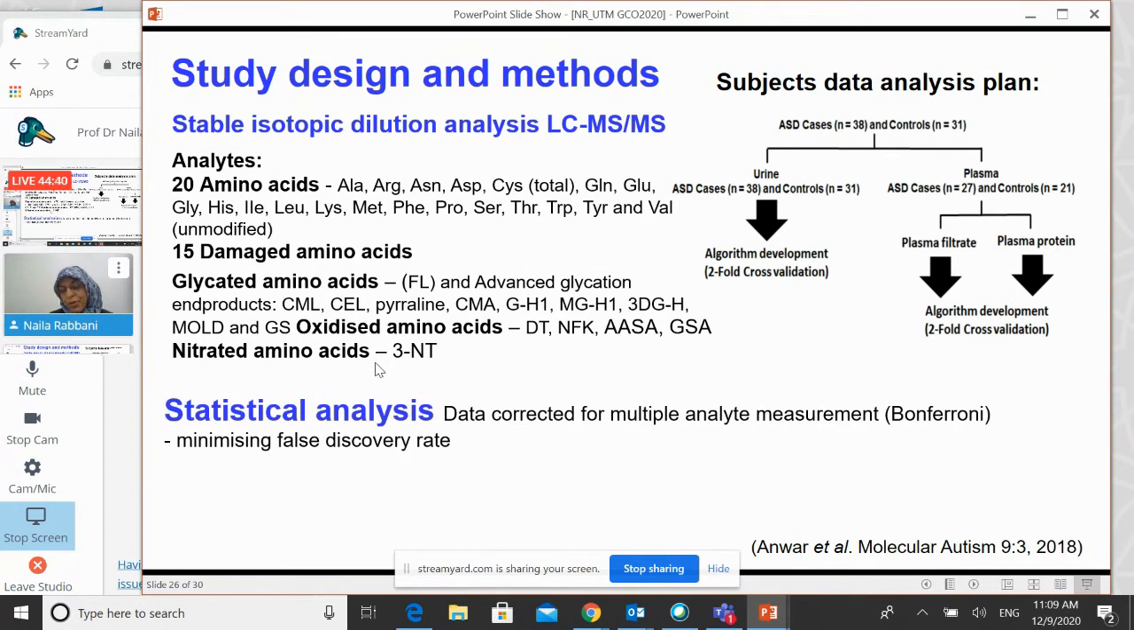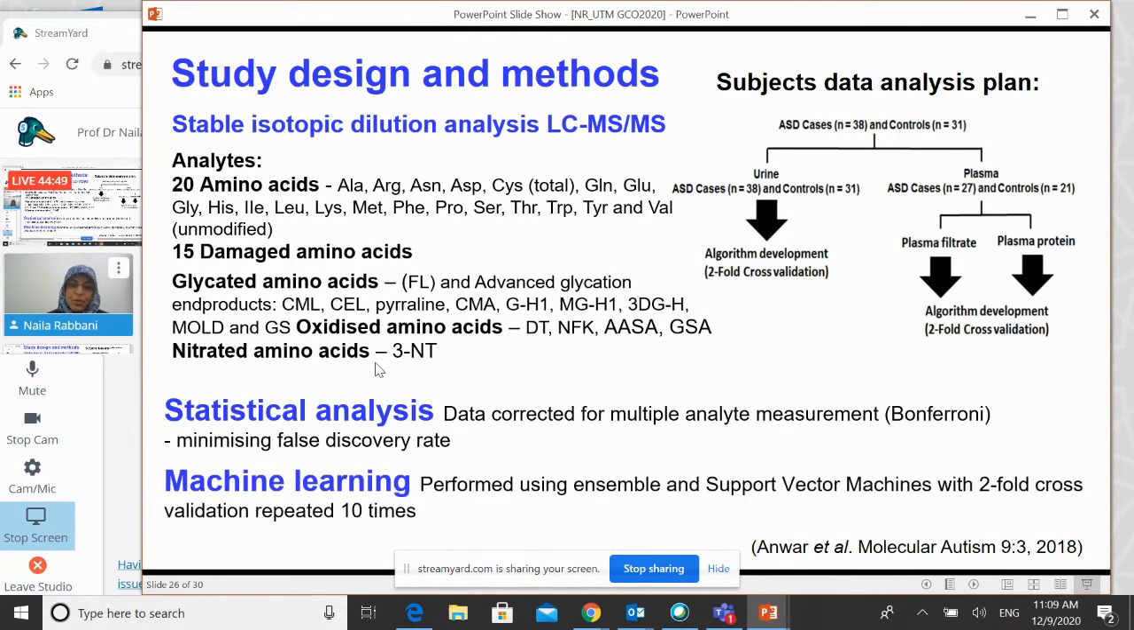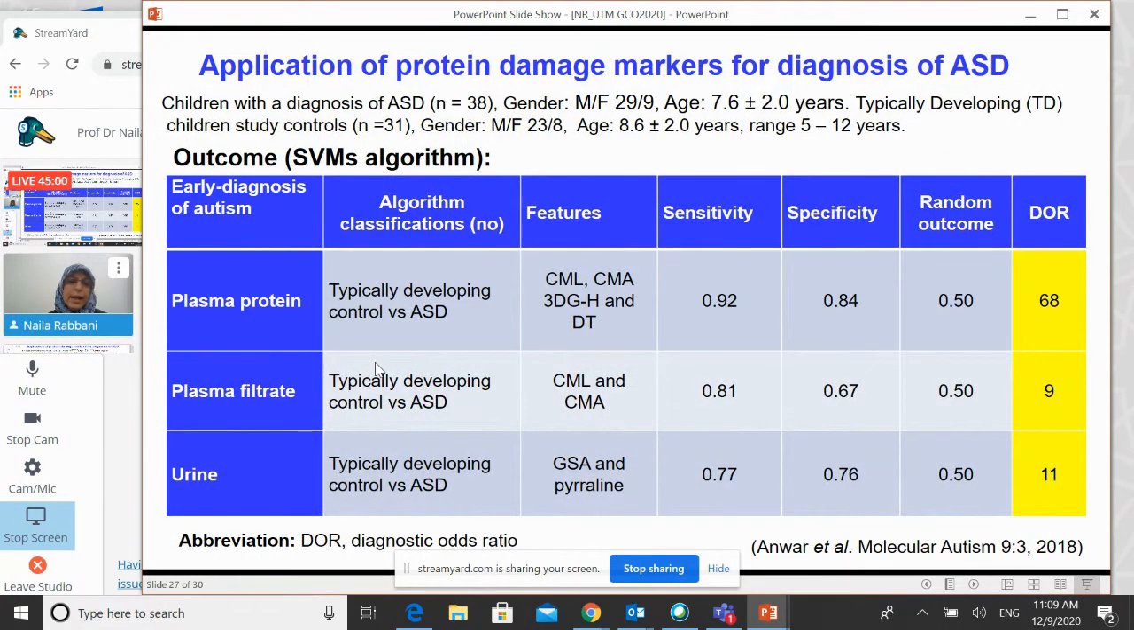Data was corrected for multiple analyte measurement, Bonferroni correction, to minimize false discovery rate. Then we performed machine learning using ensemble and support vector machines with twofold cross-validation, repeated 10 times. So this is the outcome of our study.